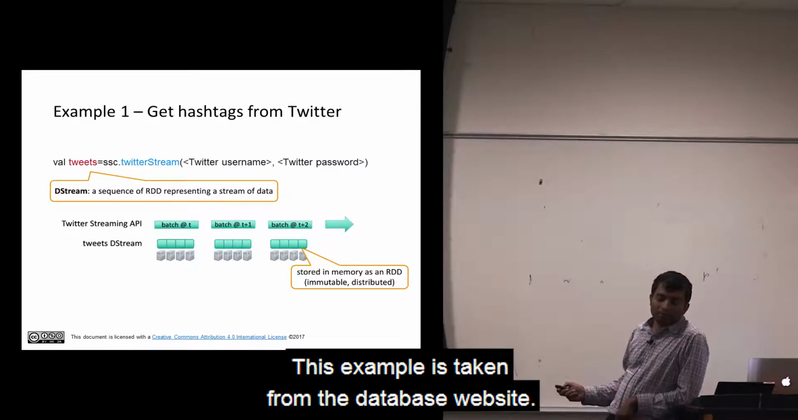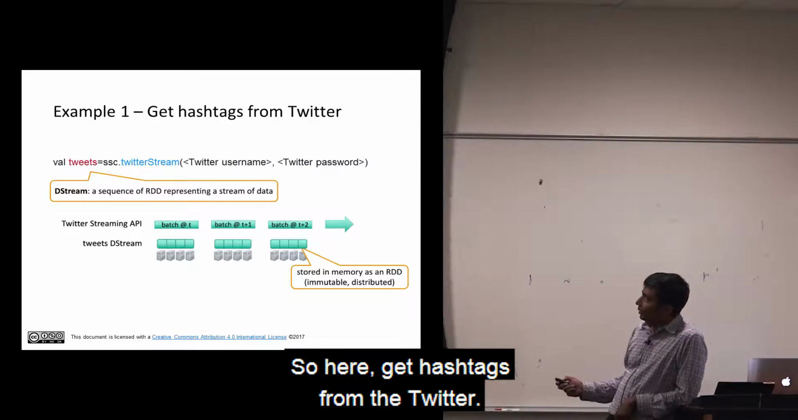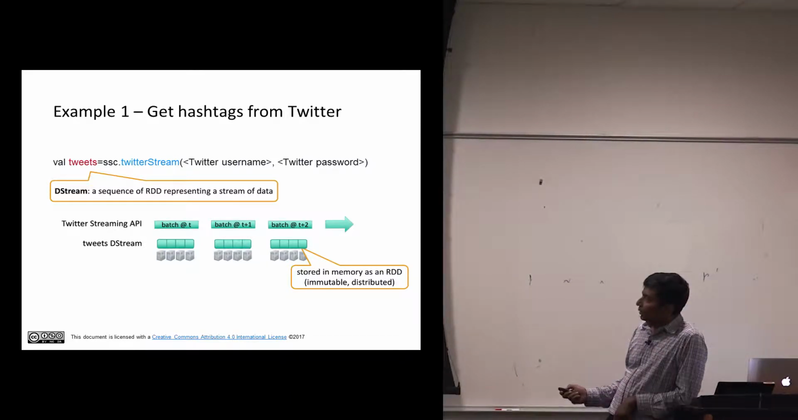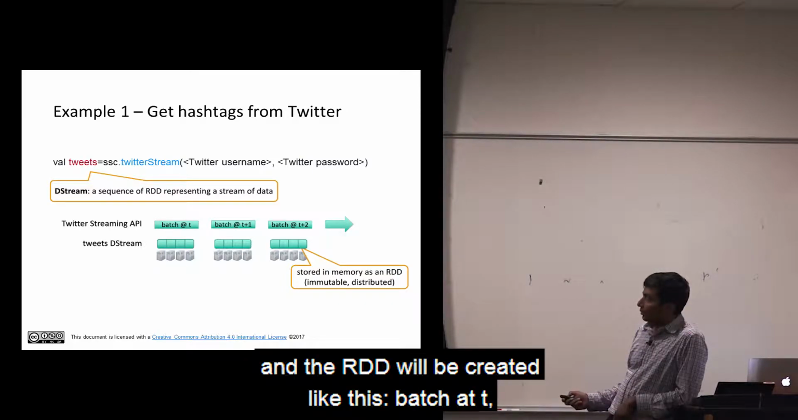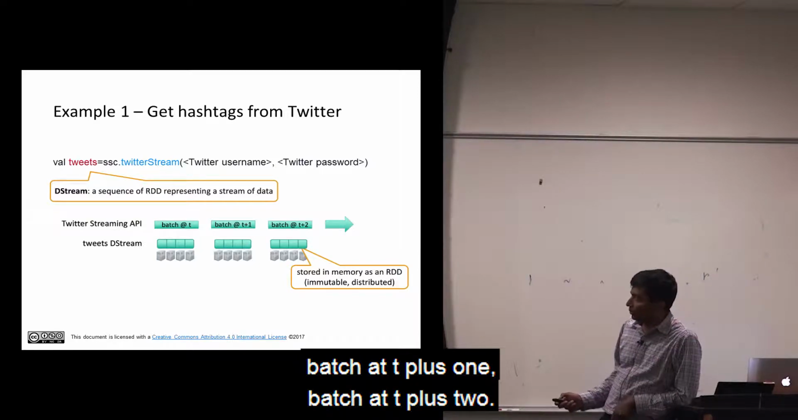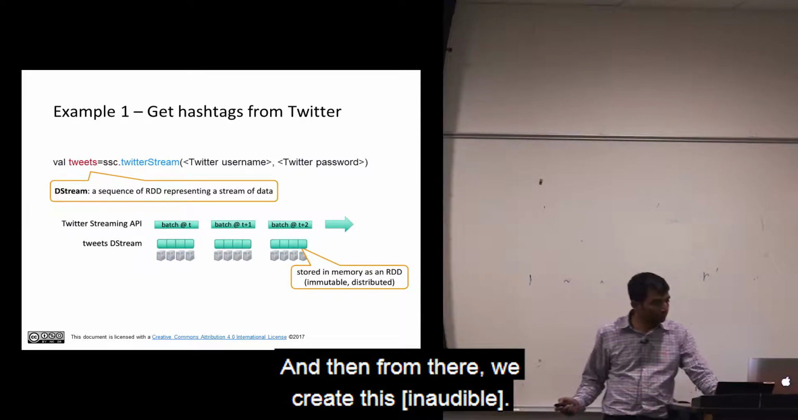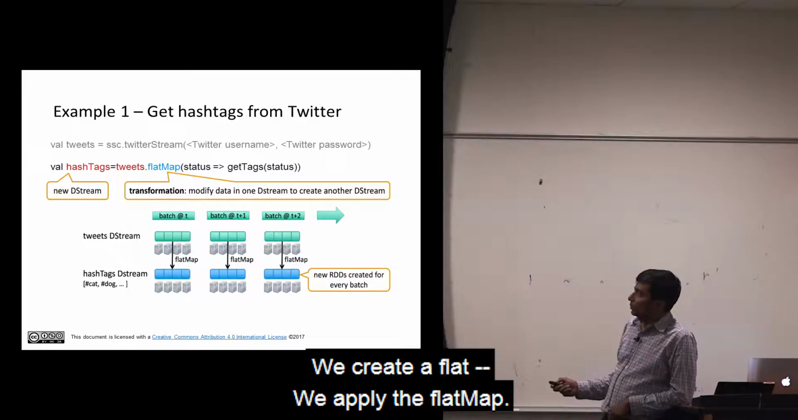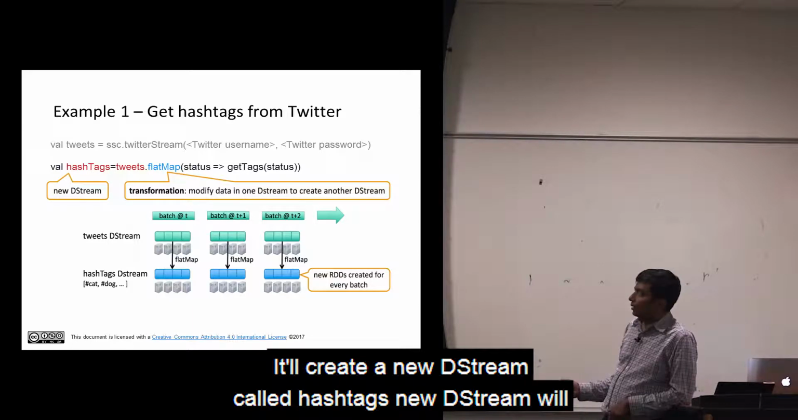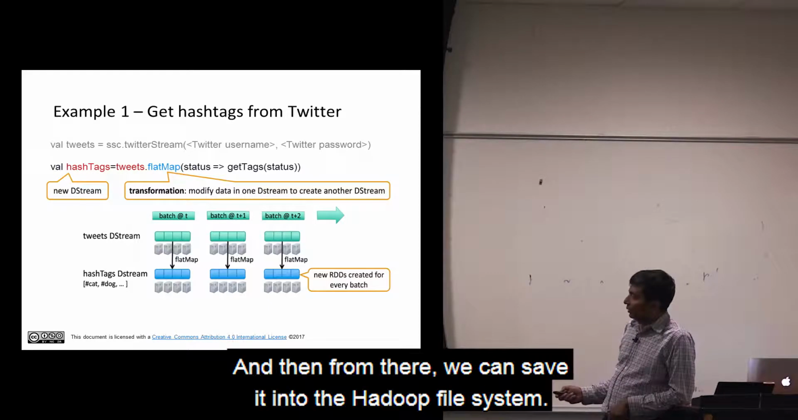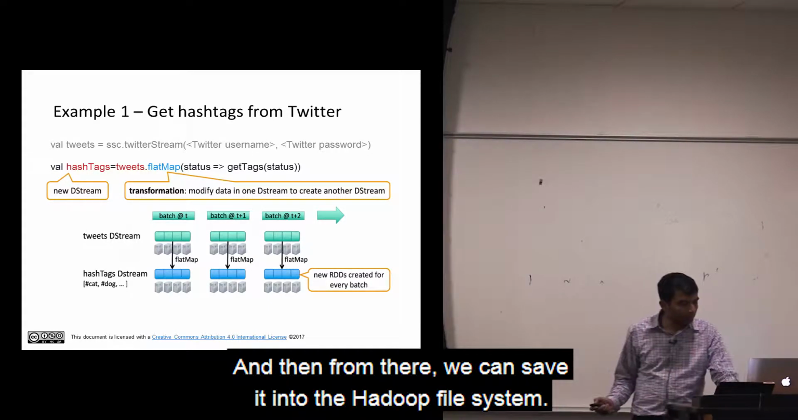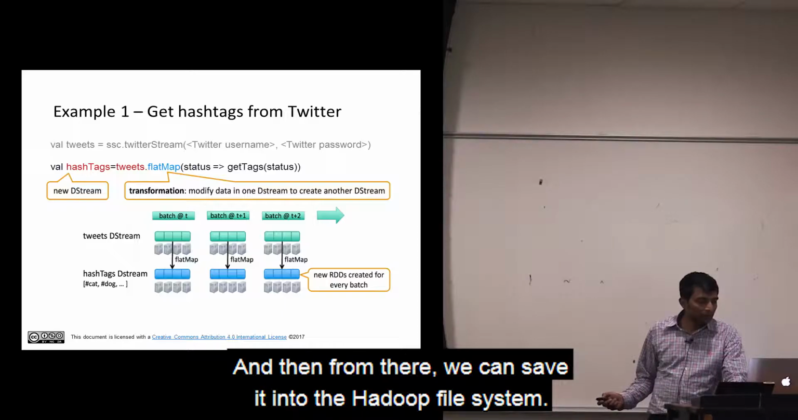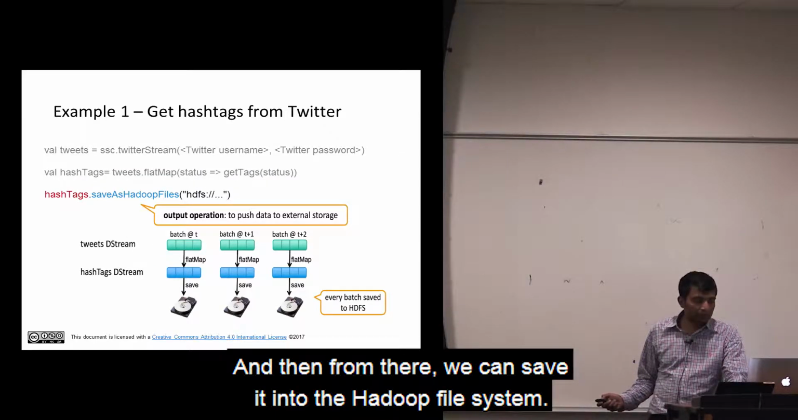Here I show you some examples. This example is taken from the Databricks website. Here we get the hashtags from tweets. We get the Twitter stream, and RDDs will be created like this: batch at T, batch at T plus 1, batch at T plus 2. From there we create these tweets, apply flatMap, and a new D stream called hashtags will be created. From there we can save it into the Hadoop file system.